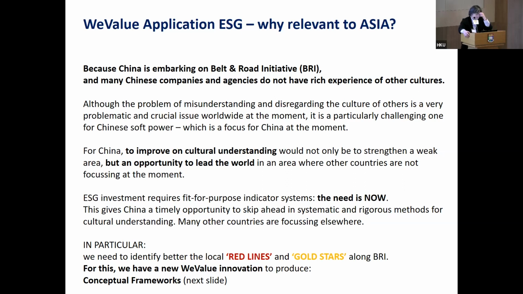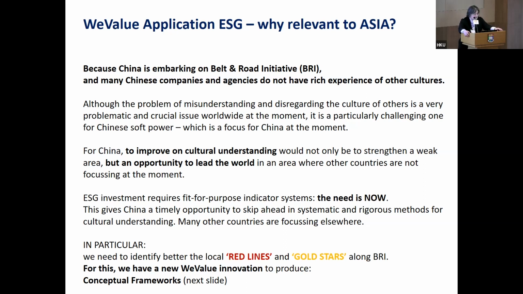For China, to improve on cultural understanding would not only be to strengthen a weak area, but it would be an opportunity to lead the world, because it's an area where other countries are not focusing at the moment. So China could really skip ahead. ESG investment requires fit-for-purpose indicator systems. The need is right now. This gives China a timely opportunity to skip ahead in systematic and rigorous methods for cultural understanding. Other countries are focusing elsewhere.